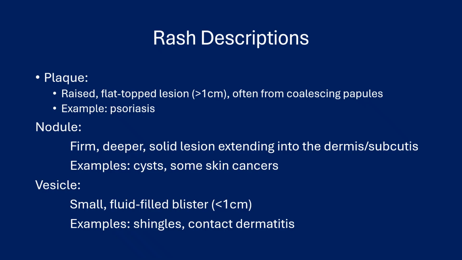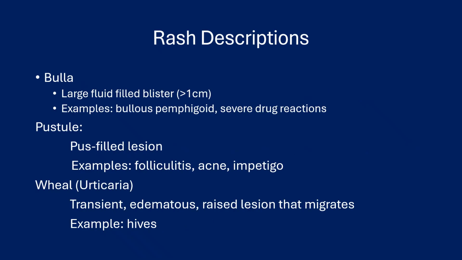A plaque is a raised, flat-top lesion greater than 1 centimeter, often from coalescing papules. Example: psoriasis. A nodule is a firm, deeper, solid lesion extending into the dermis or subcutis. Example: cyst and some skin cancers. A vesicle is a small fluid-filled blister, less than 1 centimeter. Examples: shingles, contact dermatitis. A bulla is a large fluid-filled blister greater than 1 centimeter. Examples: bullous pemphigoid, and severe drug eruptions sometimes have this.